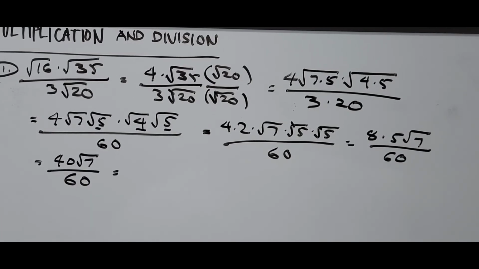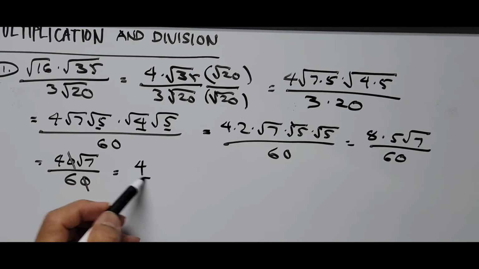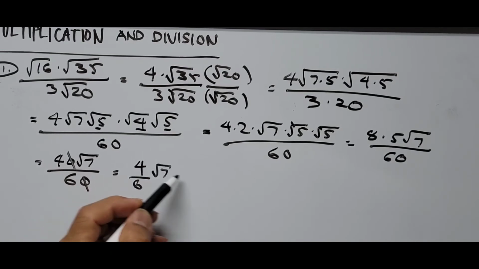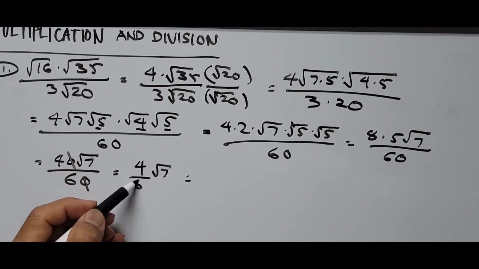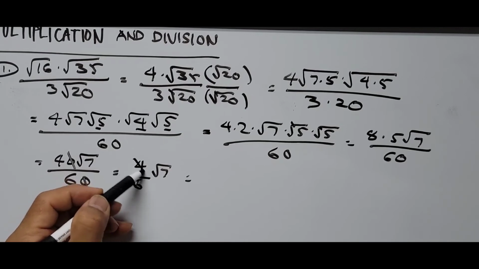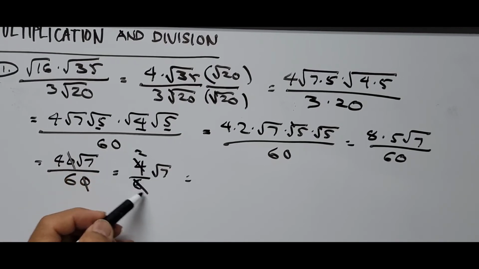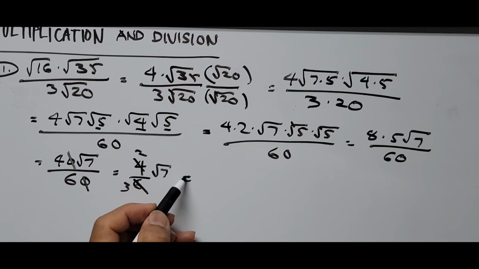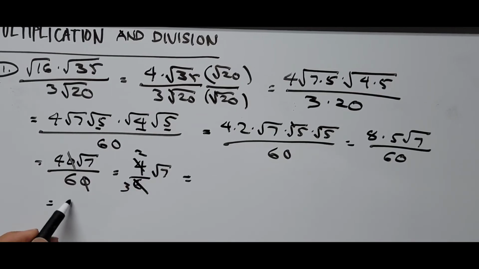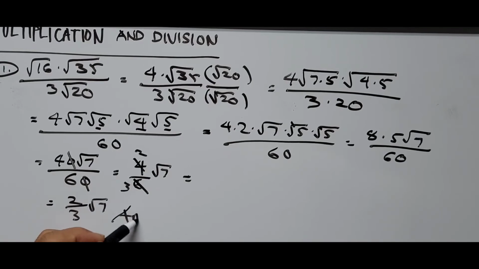Now all we have to do is reduce this to its simplest term. Cancel the 0 right there, and that becomes 4 over 6 square root of 7. And yet we can still simplify this one right here, dividing both by 2. That'll become 2, and 6 becomes 3. So that is 2/3 square root of 7. That's the final answer.